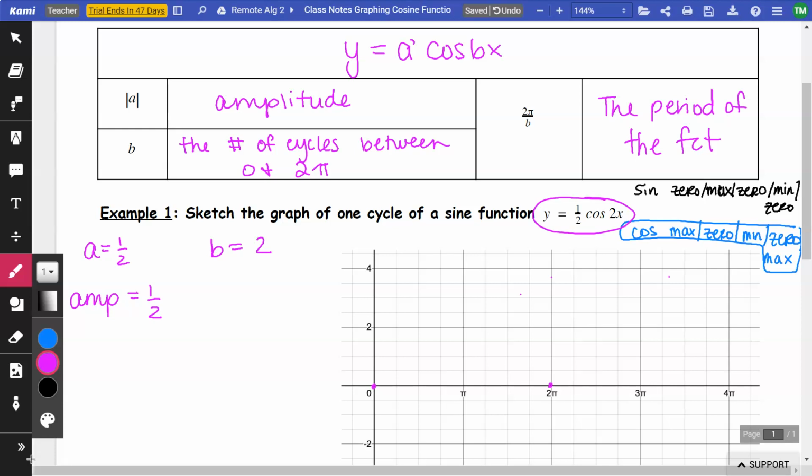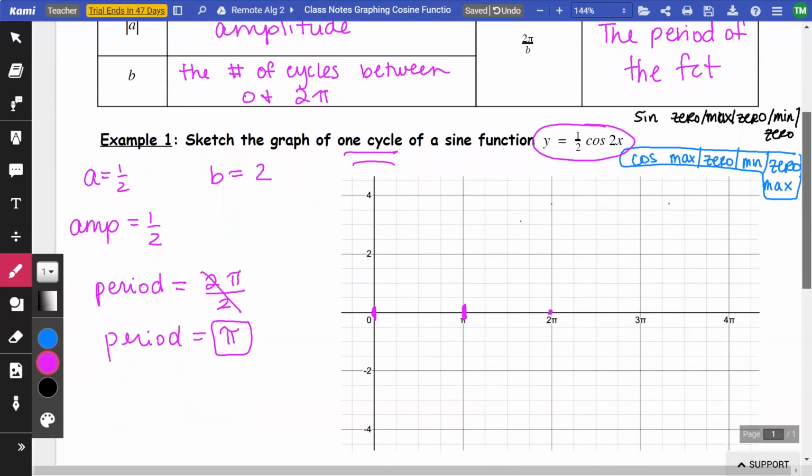So to find the period of the function, the period is equal to 2 pi divided by b, and in our case, b is 2. So the period is equal to 2 pi divided by 2, which is simply pi. That means that our function has one complete cycle between 0 and pi. And we only have to graph one cycle. So once we find one cycle, we're done.